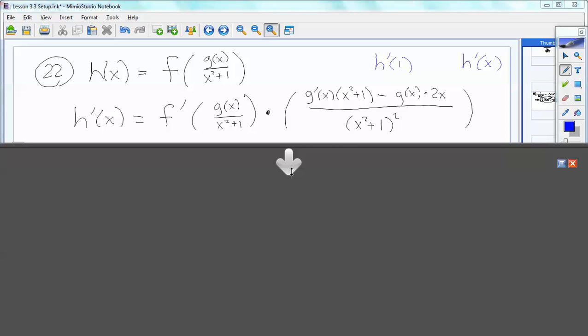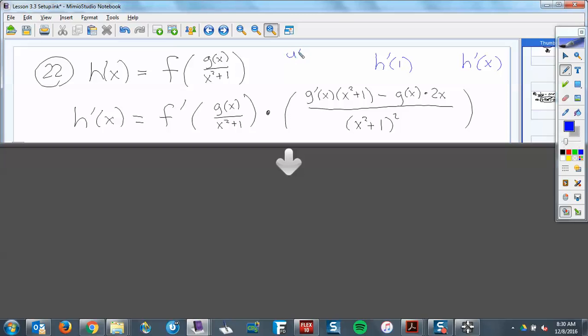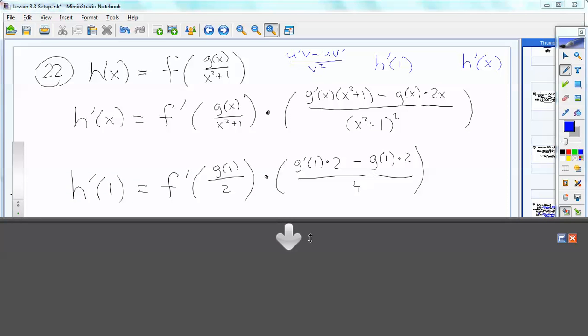Derivative of the inside would be the quotient rule. The quotient rule says do the derivative of the top, G prime, leave the bottom alone. Minus the top left alone, derivative of the bottom, 2x. All over the bottom squared. Right? So that's just your U prime V minus UV prime all over V squared. Quotient. Now we have to just plug a 1 everywhere. Now we just got to stick a 1 everywhere. We got to stick a 1 there, and there, and there, and there, and there, and there, and there.